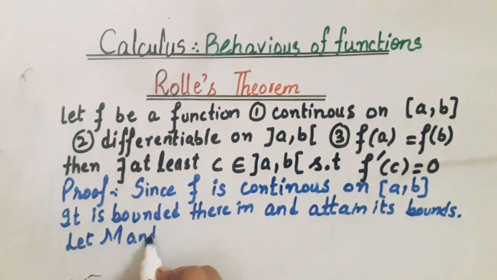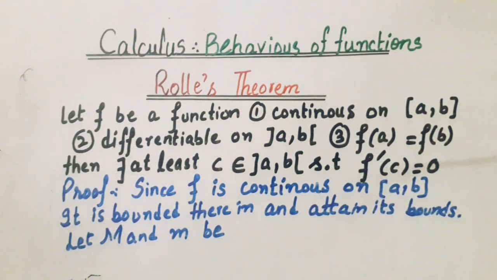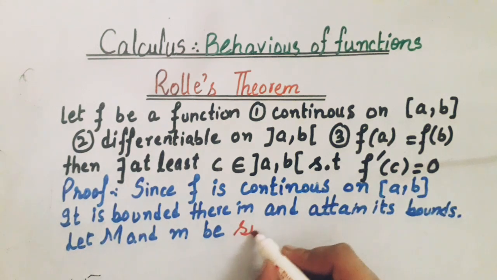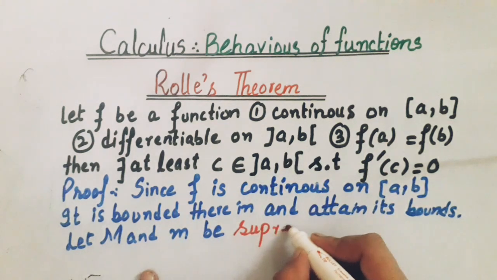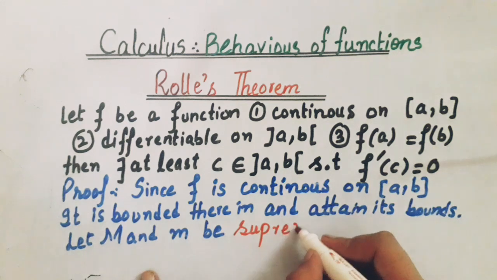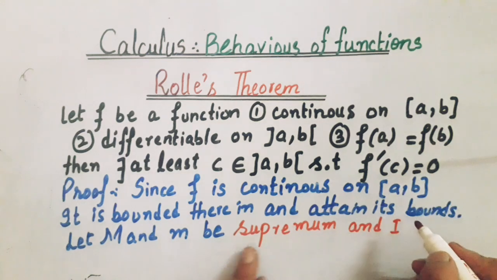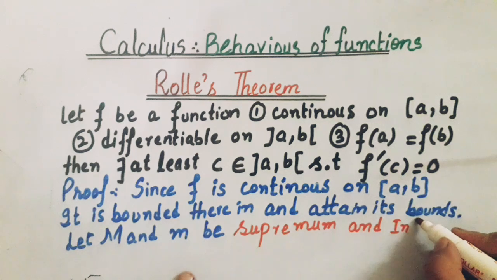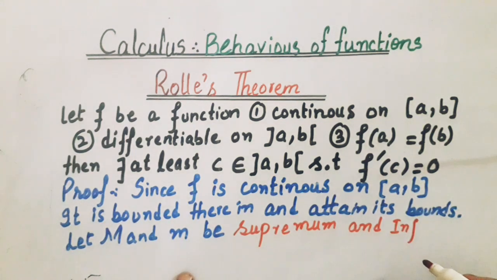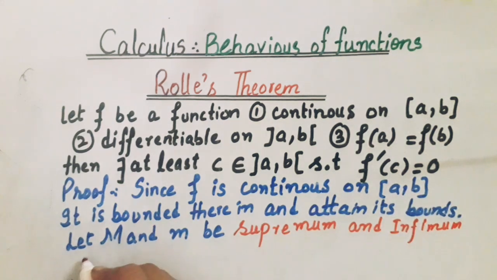If it attains its bounds, then we will consider let capital M and small m be the supremum and the infimum respectively, because the condition is that this is bounded. So the supremum and the infimum exist. Capital M is the supremum and small m is the infimum. You know, these show the least upper bound and the greatest lower bound of f.